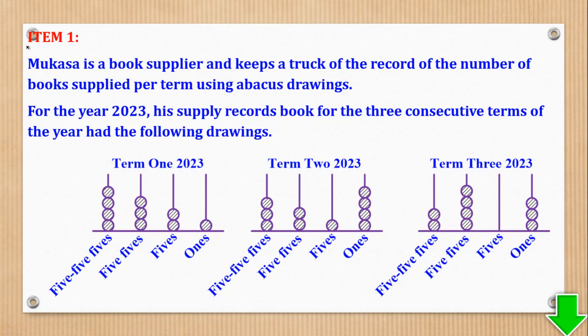So let's look at item 1. Item means a question. What you used to call a question is now called an item, and what you used to call a solution, we now call the expected response.